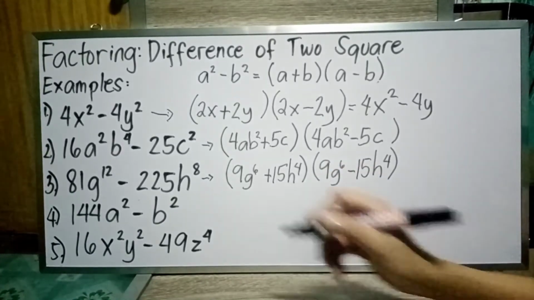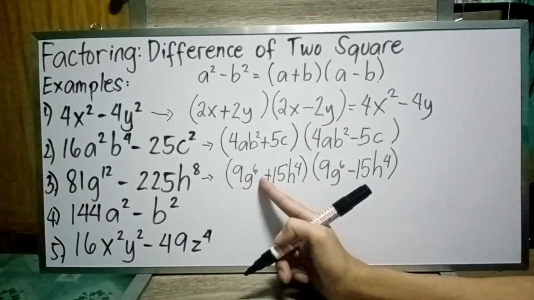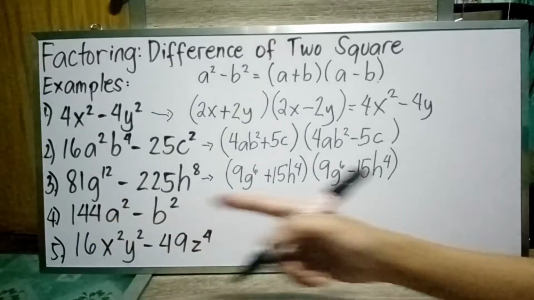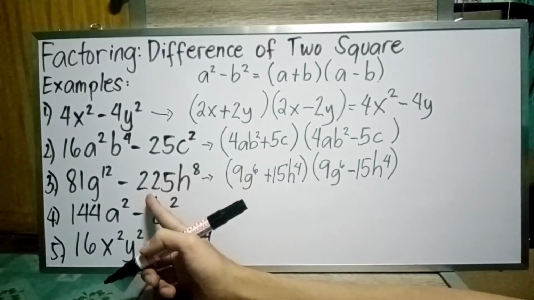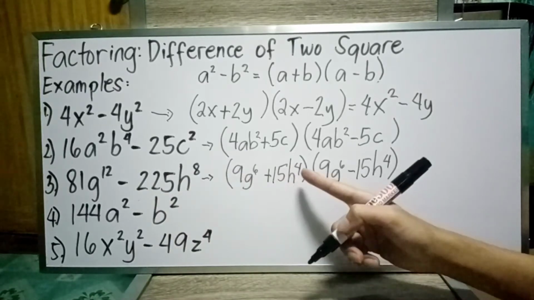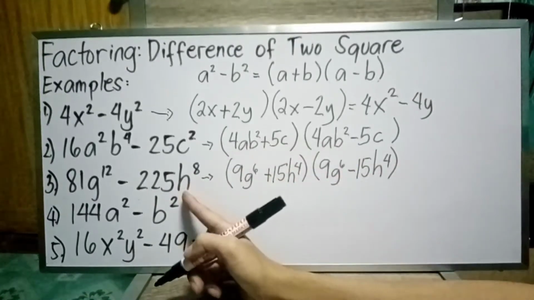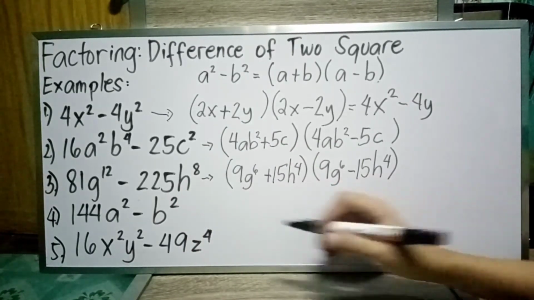To check it out, 9 times 9, that is 81. g to the 6 times g to the 6, that is g to the 12. 15 times negative 15, that is negative 225. h raised to 4 times h raised to 4, that is h raised to 8. So therefore, this one is correct.